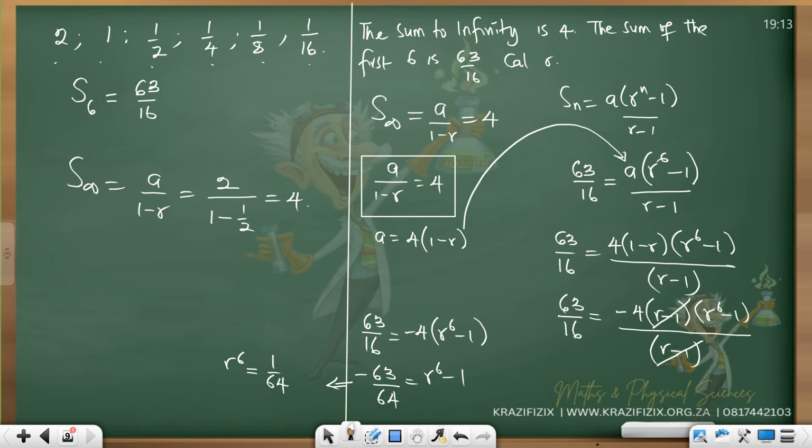Then this learner will look for the 6th root of 1 over 64, which will be plus or minus 1 over 2. Why plus or minus? It's an even root. Okay, guys, beautiful. I clap hand for this learner. This learner has done well.